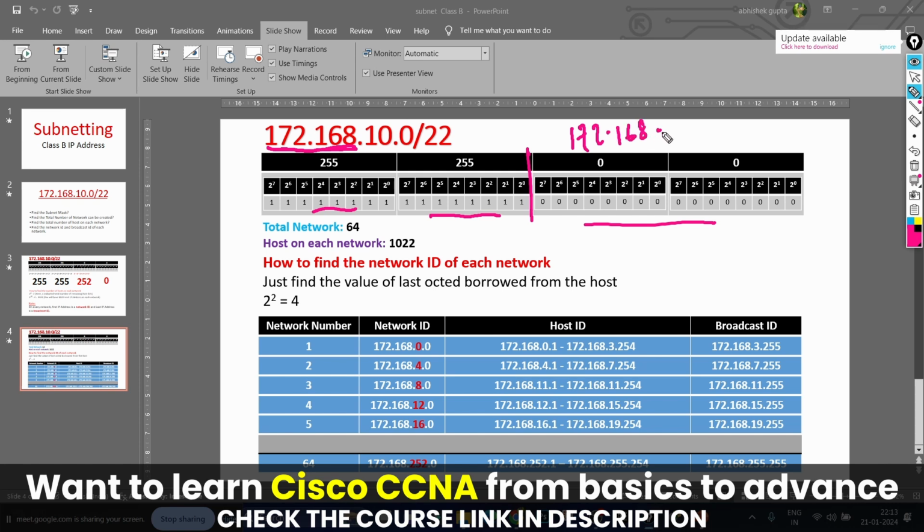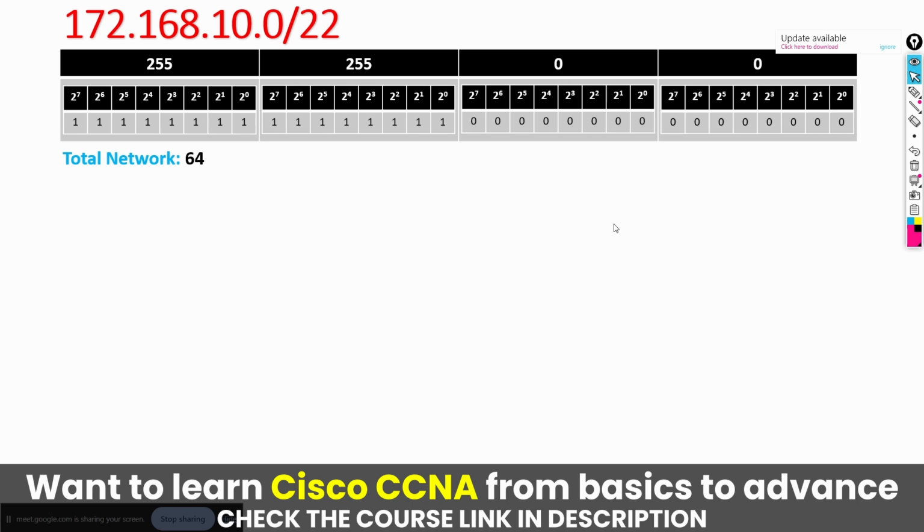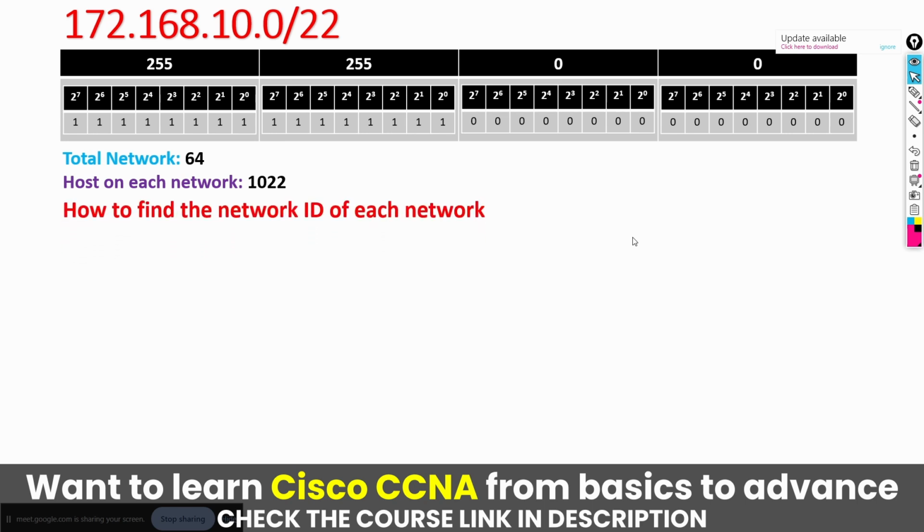172.168. This is a class B IP address, right? So this number will always start from what? 0.0. Getting my point? So as of now, we have found there is a total number of 64 bits, and on each network we have 1022 host addresses. Okay. So how to find the network ID of each network?